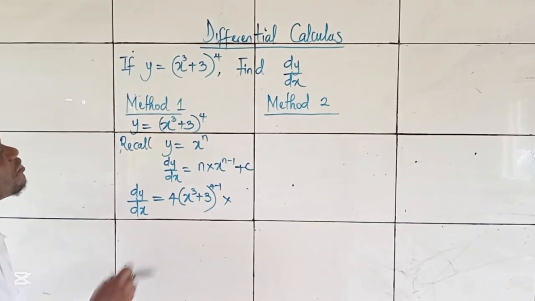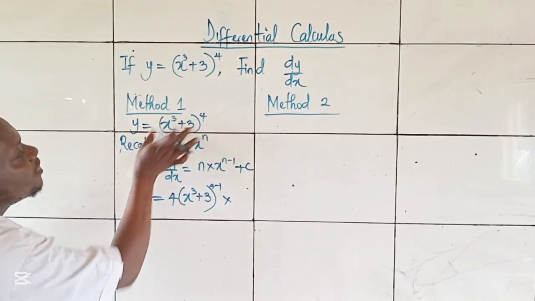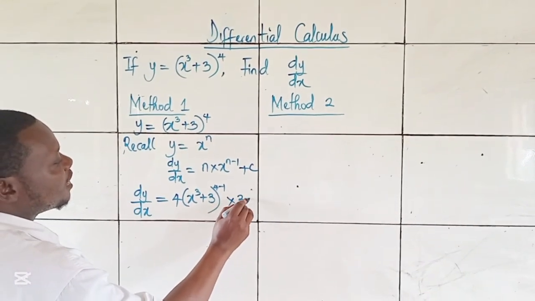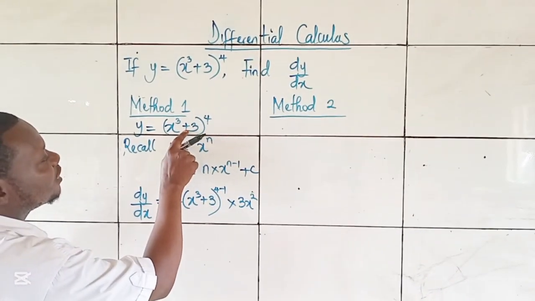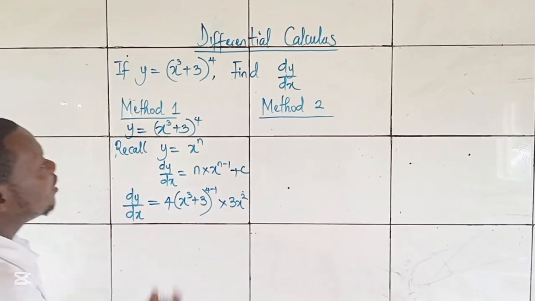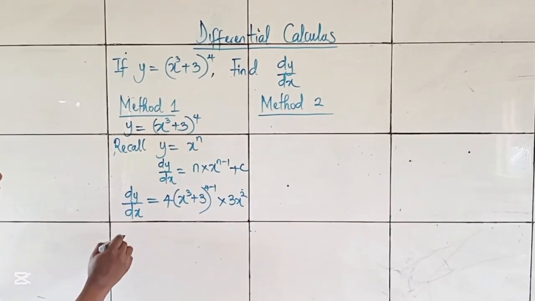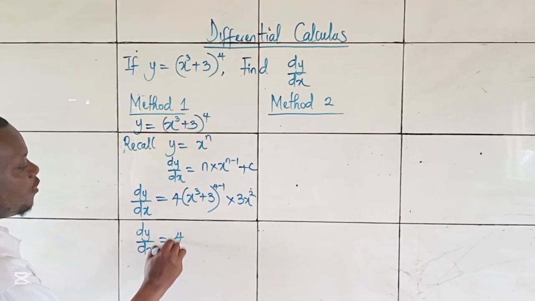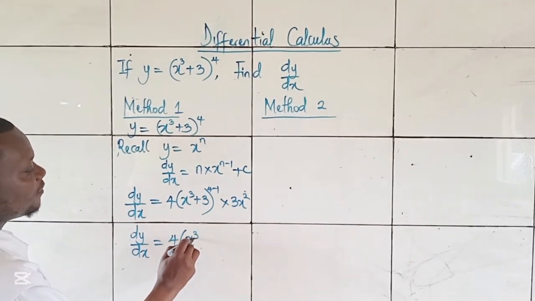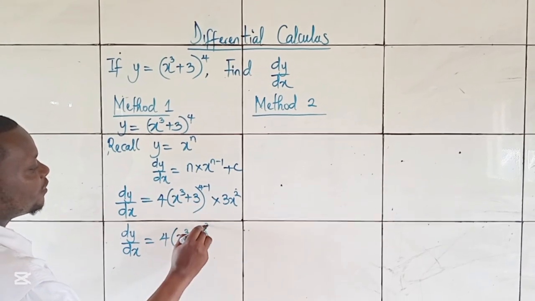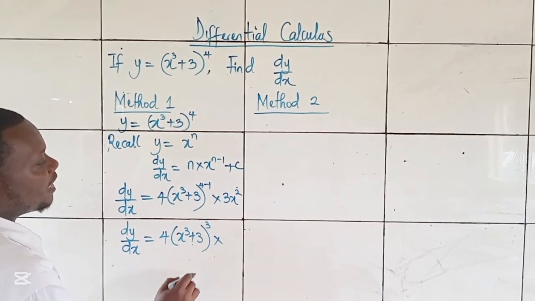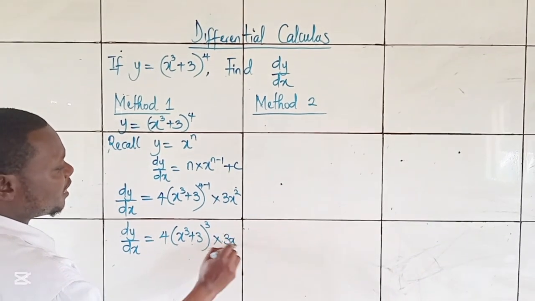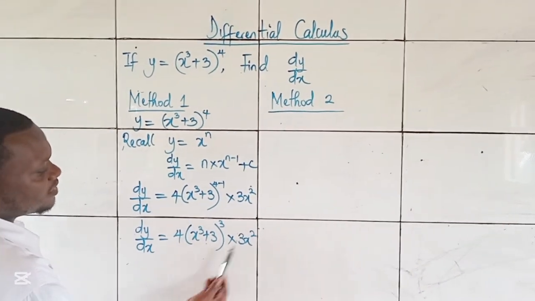Times, now we are going to differentiate the function within the bracket. When you differentiate x^3, it's going to give us 3x^2. And when you differentiate 3, it's going to be 0. Remember, when you differentiate a constant, you're going to have 0. So from here we have dy/dx equals 4(x^3 + 3)^3 multiplied by 3x^2. So you multiply this 4 times 3x^2.